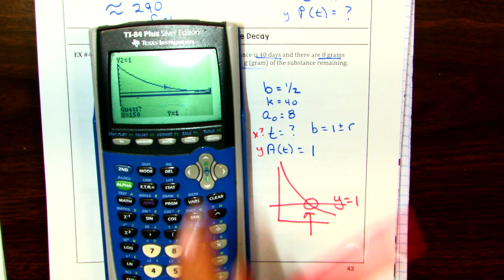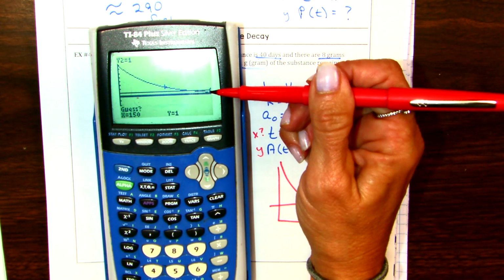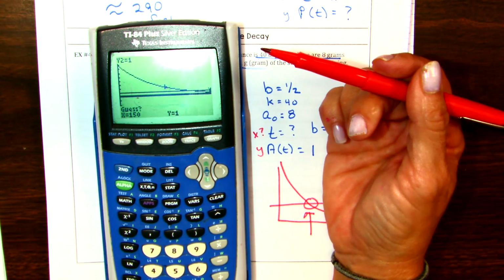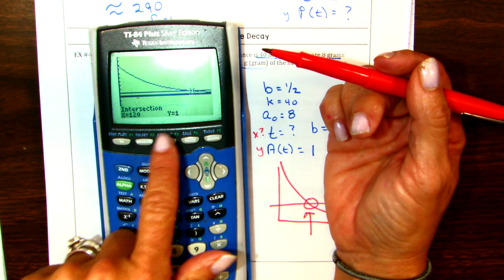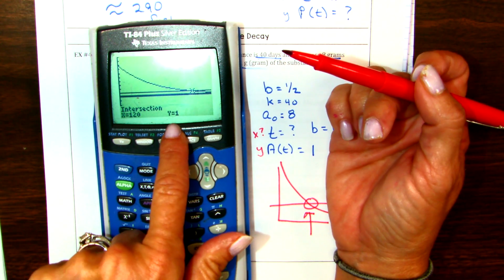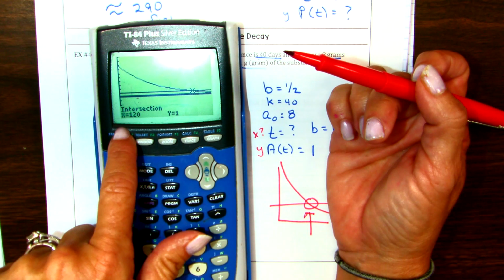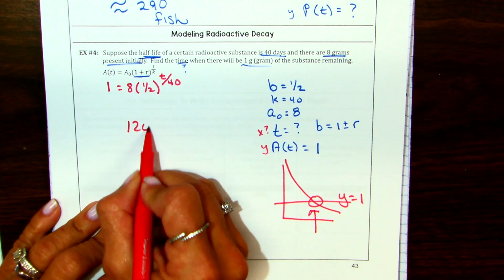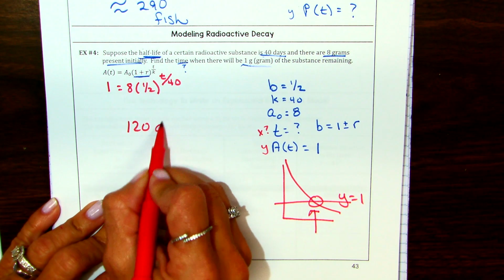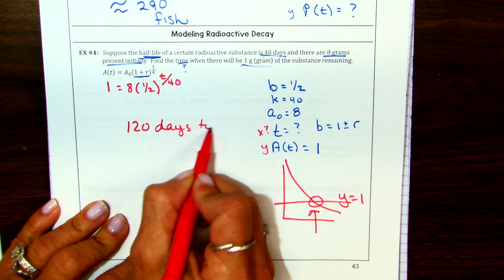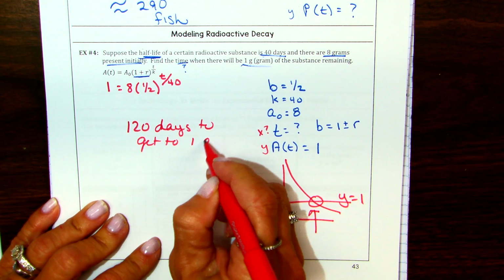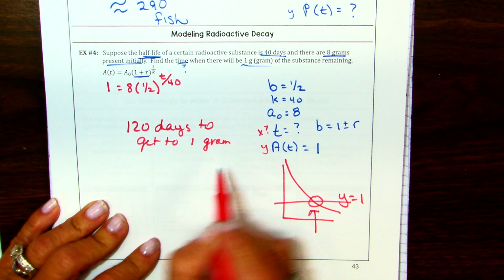So I already hit enter, so I stamped it right here. The calculator is saying, are you ready now? You want me to guess? And I'm going to say yes, I do, by hitting enter again. You can see y is 1. That's what we want, right? When x is 120. So we get 120. What am I saying again? 120 days to get to 1 gram. Sometimes I have to go back and read so I can label it correctly.